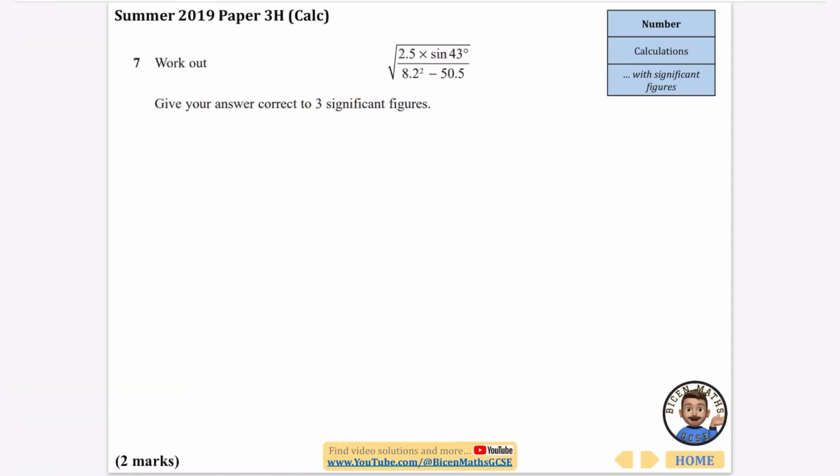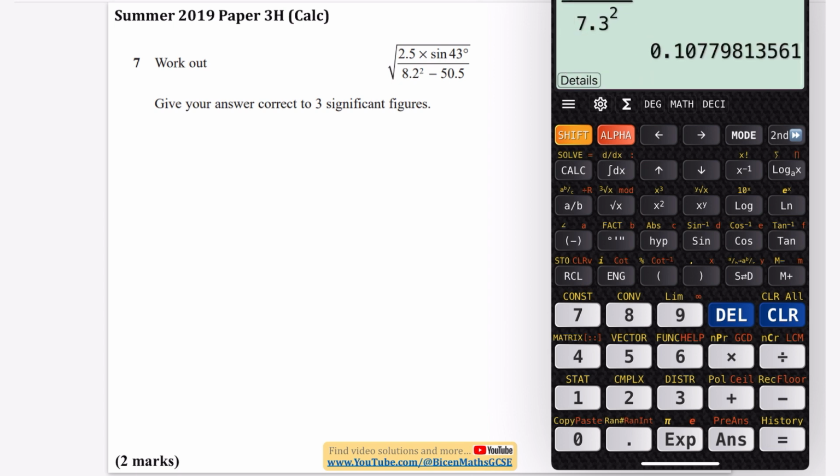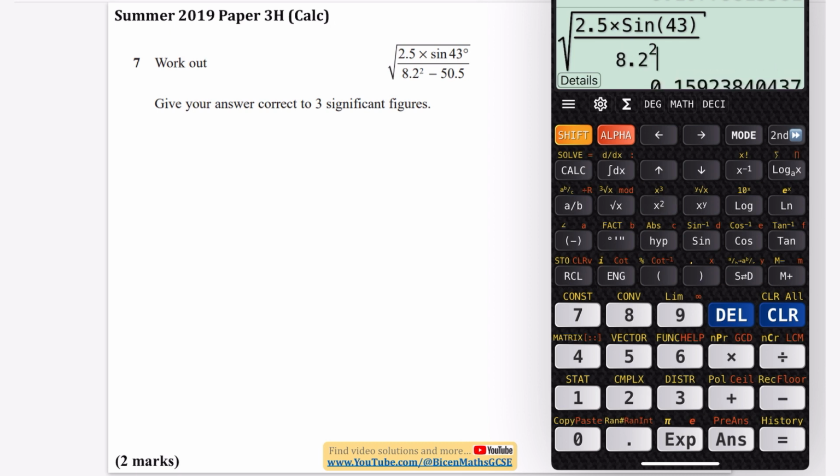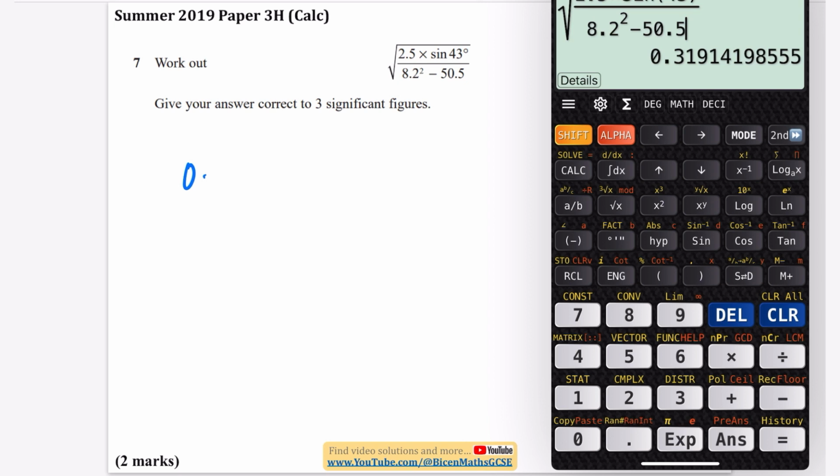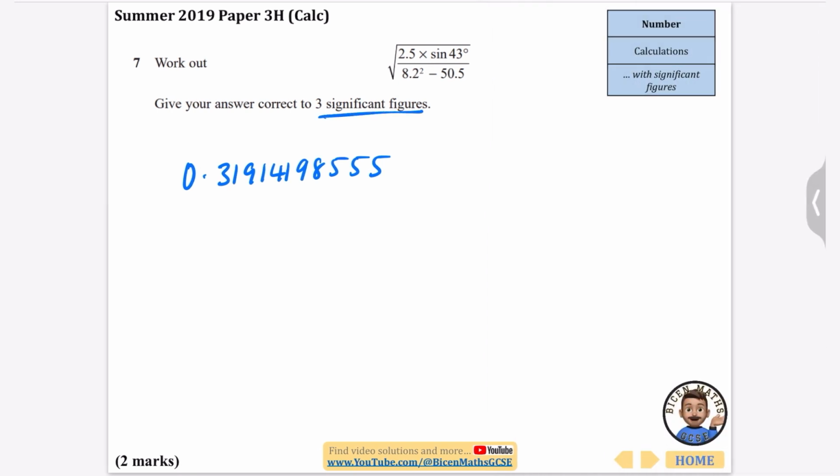Okay, we've got another calculator one. Make sure that you're doing the square root button for the whole thing, and then do the fraction because we want that to be inside. So that's 2.5 times sine 43, close off the bracket, and then on the bottom, 8.2 squared minus 50.5. So I'm going to write down the answer in quite a long way, so that's 0.31914198555. That's what the calculator gives me, but it wants it to 3 significant figures.